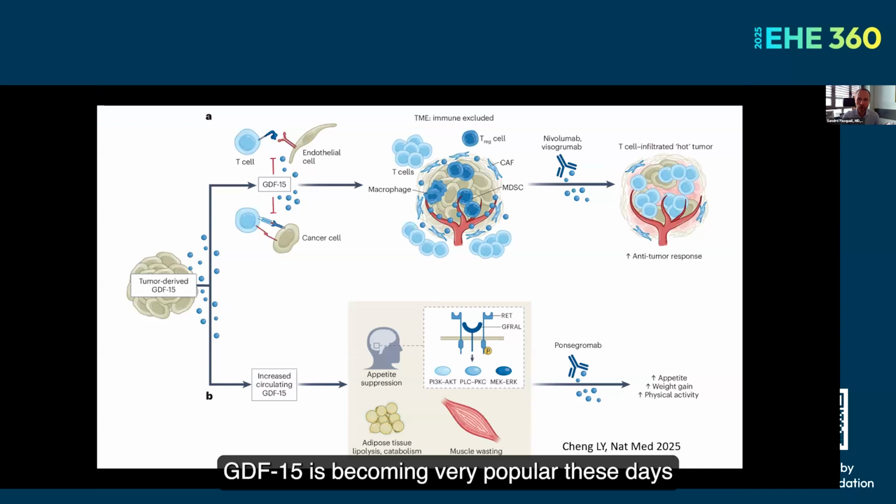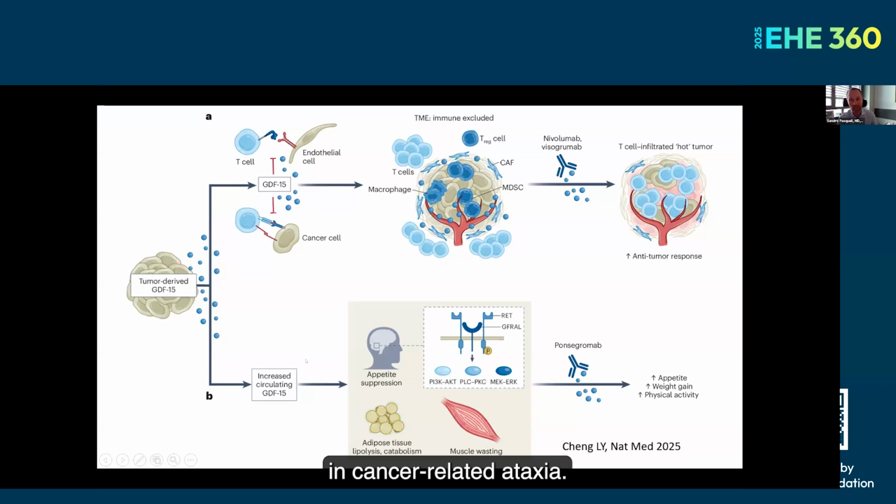GDF15 is becoming very popular these days because recently it has been pointed out that it has an immunosuppressive role at the tissue level, and the presence of GDF15 might impair the effect of immunotherapy. So there have been some trials blocking GDF15, enhancing the effect of immunotherapeutic drugs. And on the other end, circulating GDF15 has been involved in cancer-related cachexia.